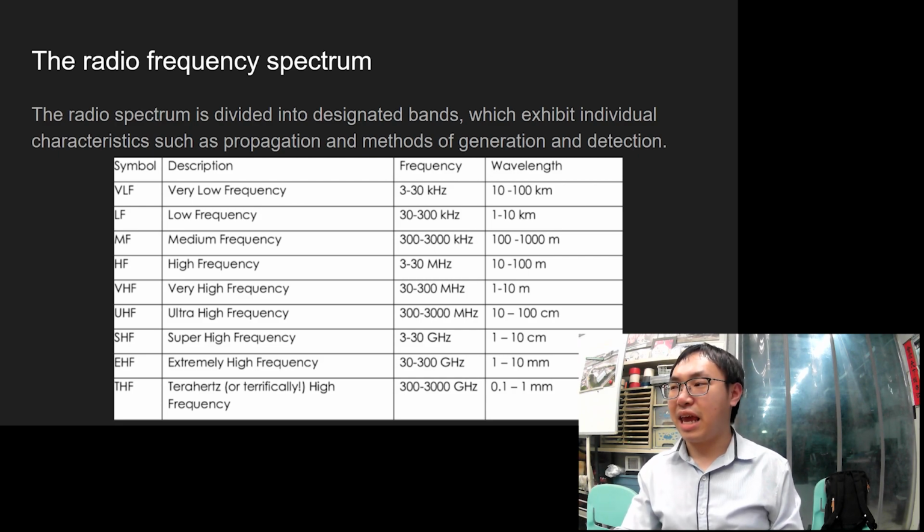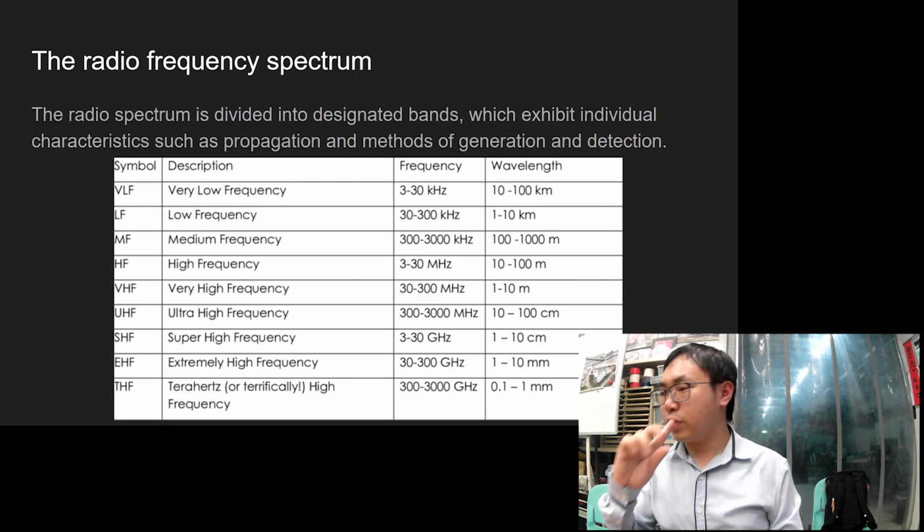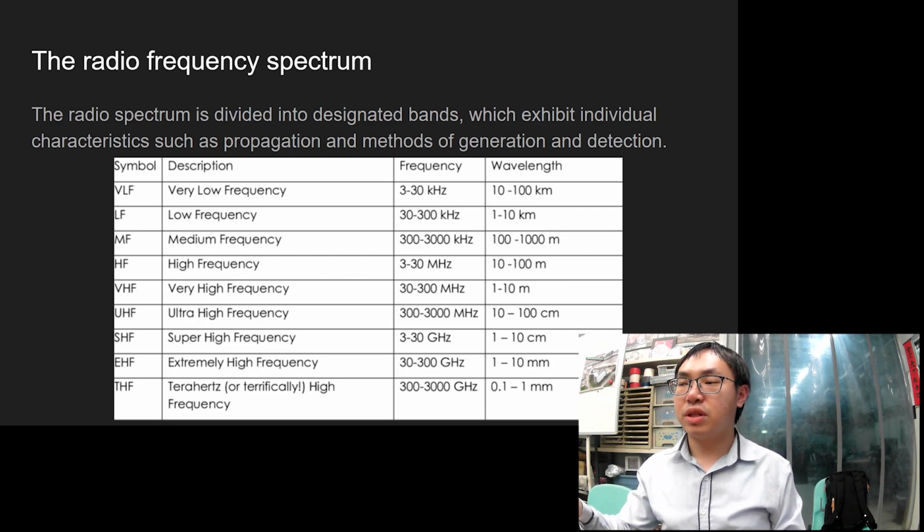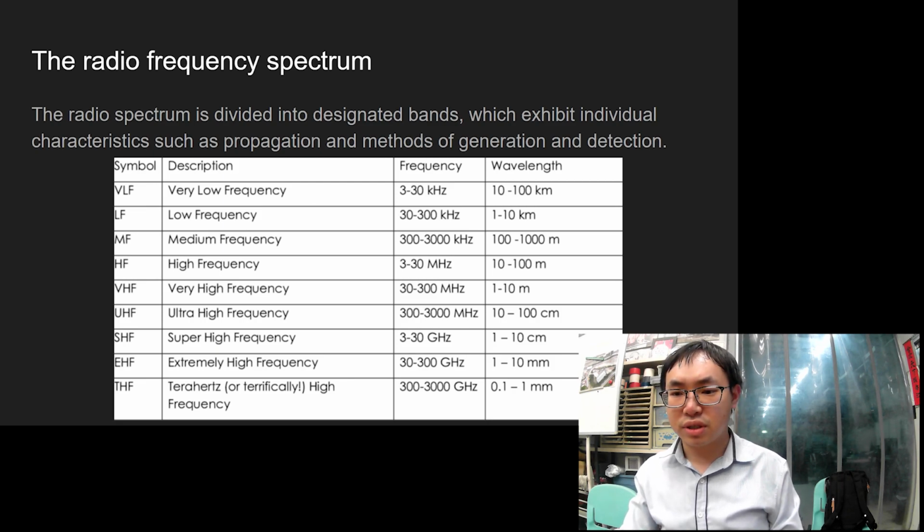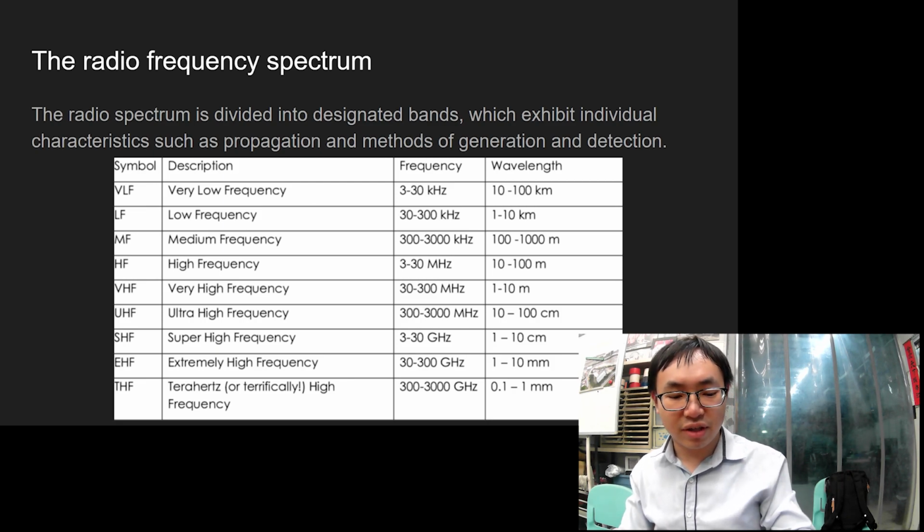What is the AM band? It is actually around here. So you can Google it. It should be about 1,000 something, 1,080 something kilohertz, as I remember. Yeah, 500 to 1,000.